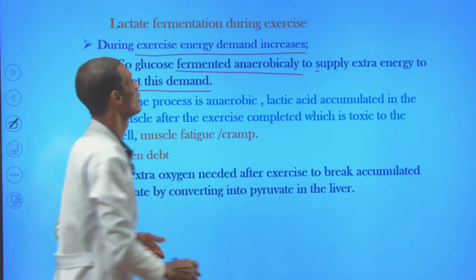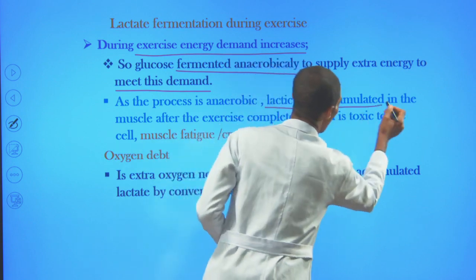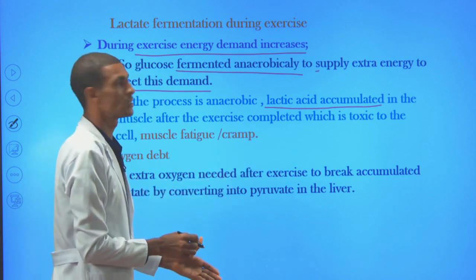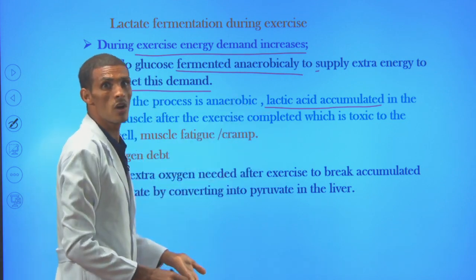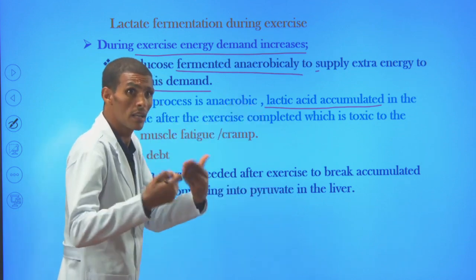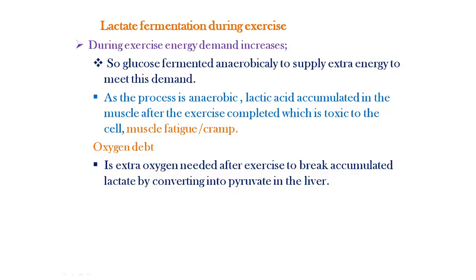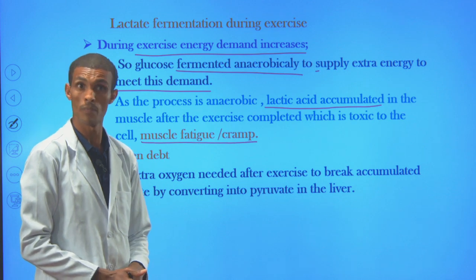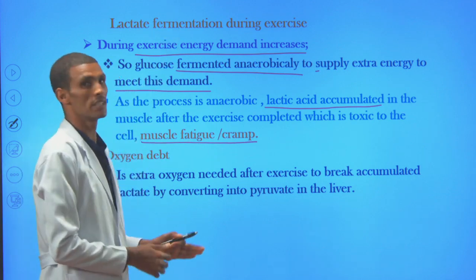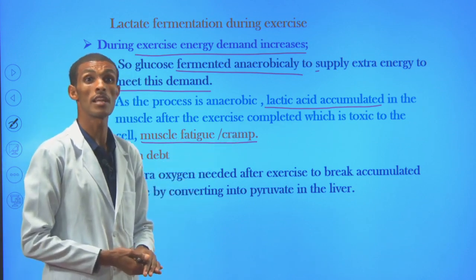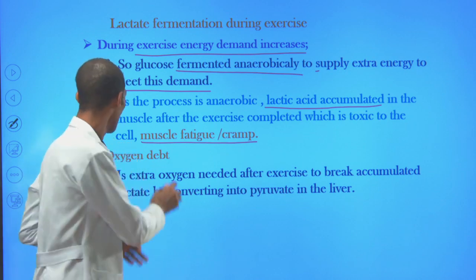As a result of this process, lactic acid may accumulate in the muscle. After the exercise is completed, after a short distance race or another emergency that made you run away, there may be an accumulation of lactic acid in the muscle, which is toxic to our muscle and brings about muscle cramp. So the cell develops another strategy to remove this accumulated toxin in the muscle: it needs extra oxygen, which is called oxygen debt.